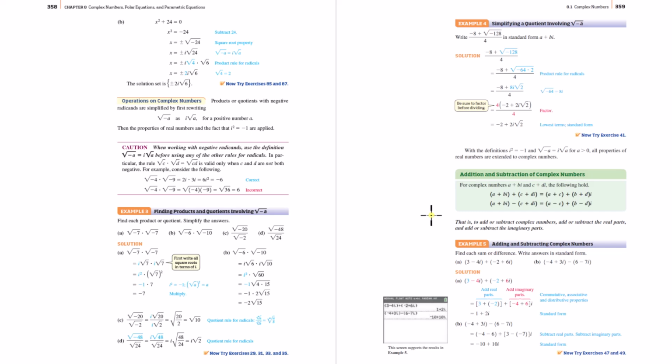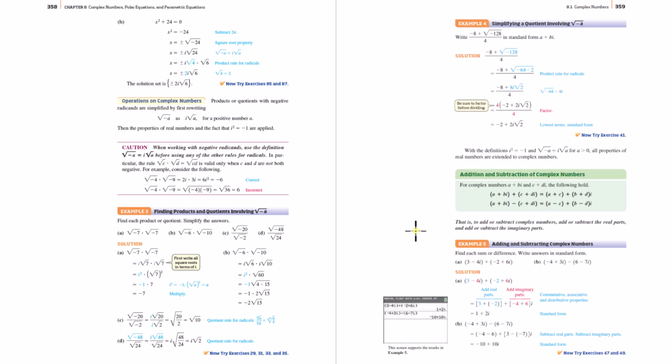Okay, we're picking up where we left off in the previous video, going through the opening section on complex numbers. In this video, we're going to talk about performing basic operations with complex numbers. So, how do you add, subtract, multiply, and divide complex numbers?